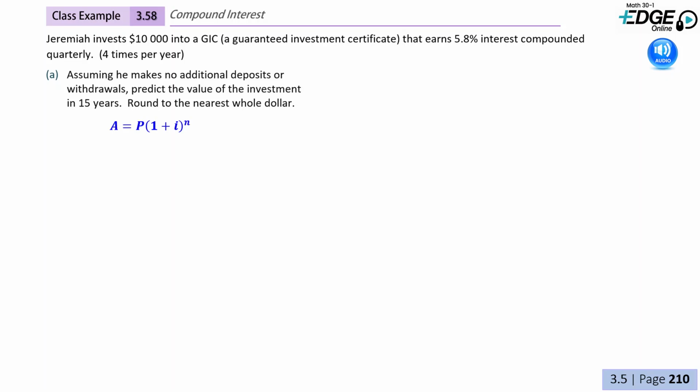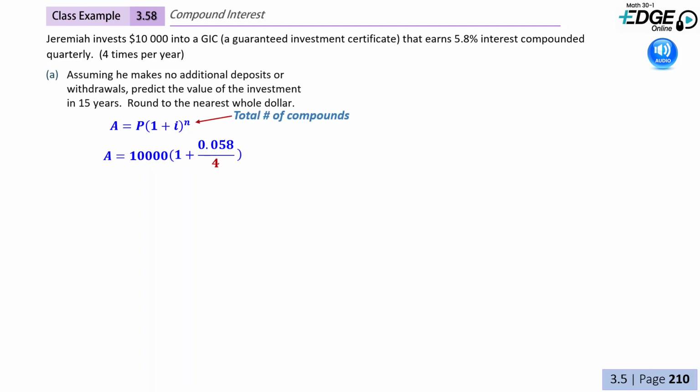So we'll start with our compound interest formula, where A will be equal to 10,000, so that's our principal amount. And then it would be 1 plus, and then at this point, this would be our interest rate for the year. But we're compounding 4 times per year. So we need to divide that by 4 to figure out the interest rate per compounding period.